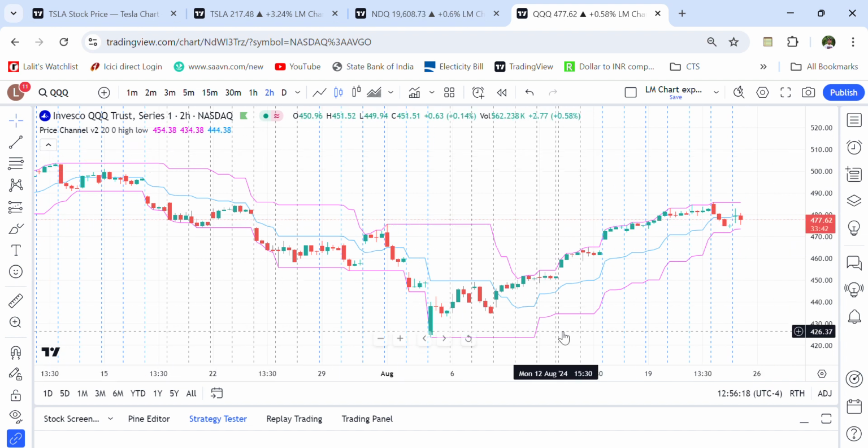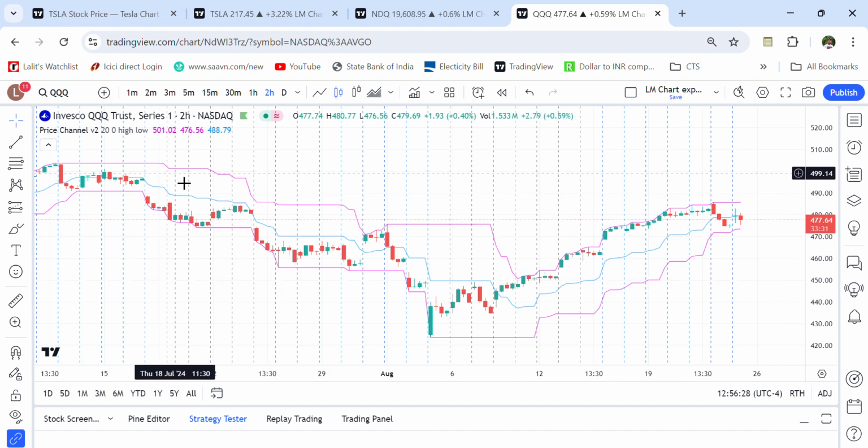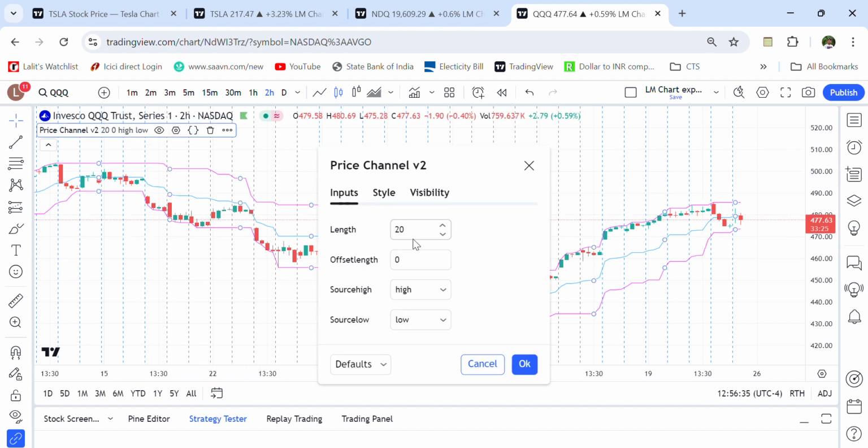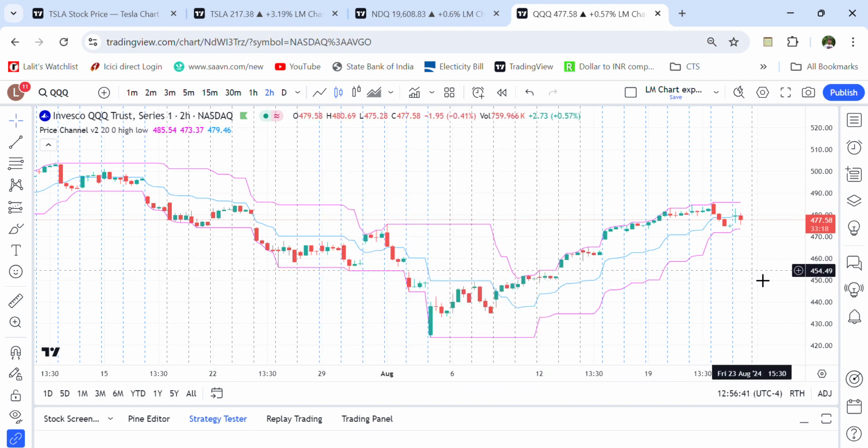The channel is moving along with the stock. As you can see, when the stock is in uptrend, the base is rising higher and higher and higher. How this indicator actually works is, let's go into the settings and see the settings for this. The default setting is 20 length.